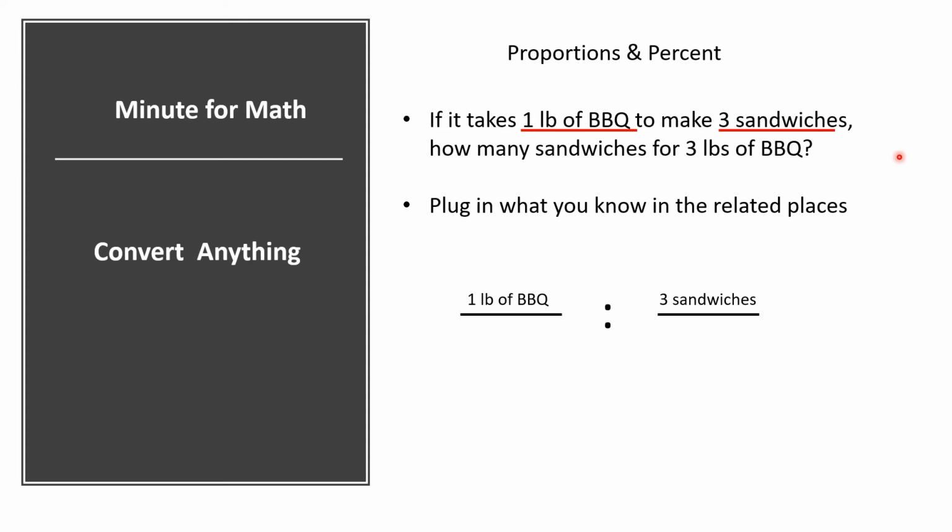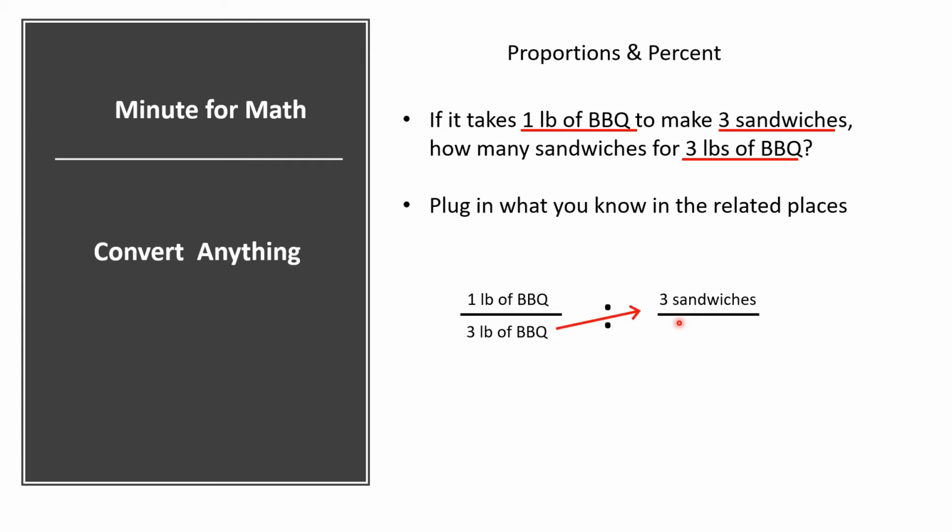Well, here, what are the units of measure? Here, a pound of barbecue. Here, sandwiches. Those are the units we're measuring by. What else do we know? We know we got how many sandwiches for 3 pounds of barbecue. So we got 3 pounds of barbecue, and we plug it in over here because these are common. So we know 1 pound of barbecue makes 3 sandwiches. 3 pounds of barbecue will make how many?